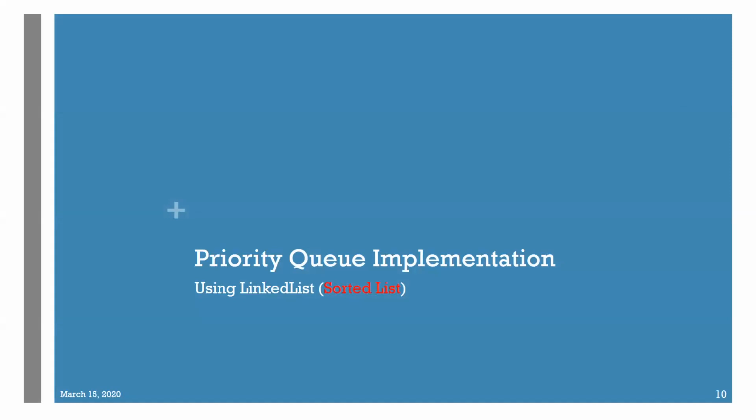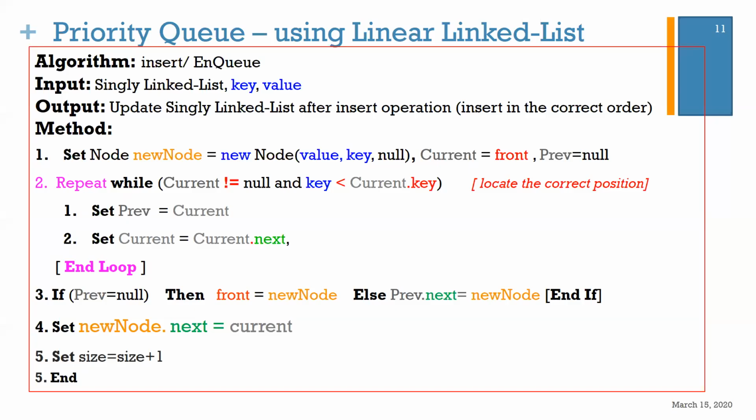Priority queue implementation using a linked list or sorted list. So we'll choose only a sorted list for the priority queue. We have sorted and unsorted lists for this course. A sorted list may be implemented by an array or by a linked list. We'll choose only a linked list for the priority queue, and only a sorted list. Okay, right. This is using a linear linked list for the priority queue.